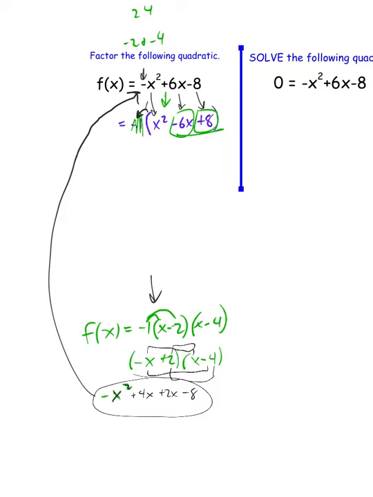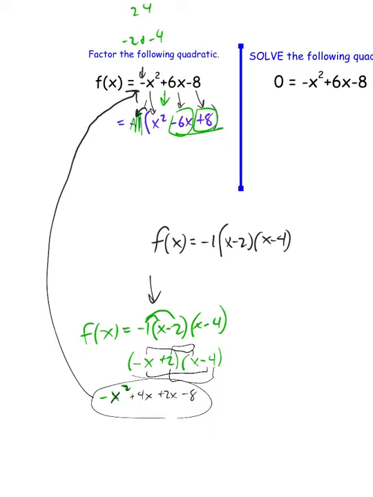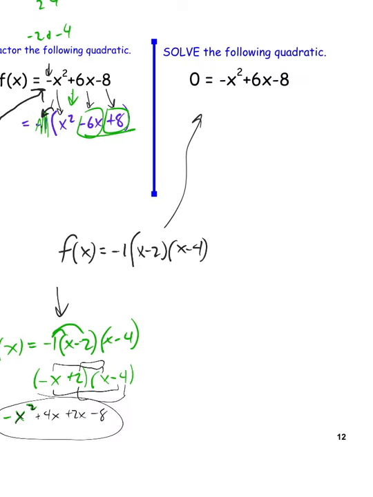So to be clear here, our final answer is negative 1 out front, x minus 2, x minus 4. So when I'm solving for the zeros, it's still x minus 2 equals 0 and x minus 4 equals 0. I'm just leaving that negative 1 out of this completely. So our zeros here are x equals 2 and x equals 4.